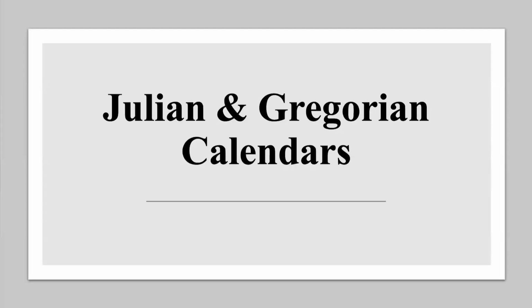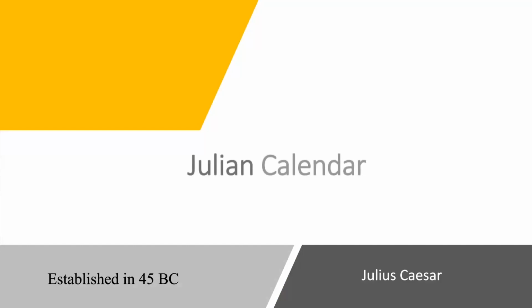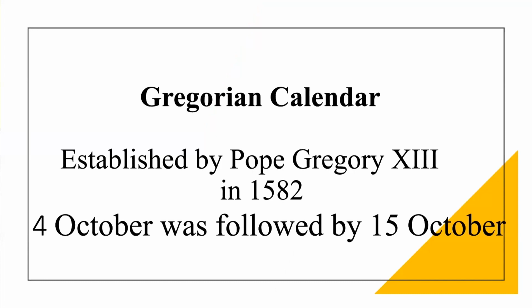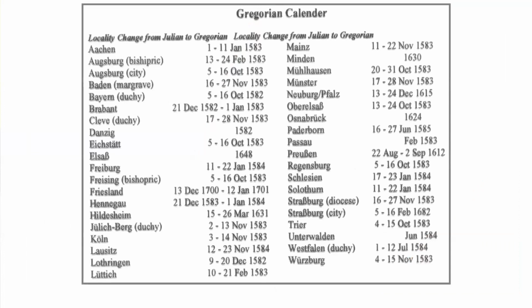Julian and Gregorian calendars. The Julian calendar was established in 45 BC under the rule of Julius Caesar. Pope Gregory XIII changed the calendar in 1582 so that the 4th of October was followed by the 15th of October. The following chart shows dates and places the Gregorian calendar was established.